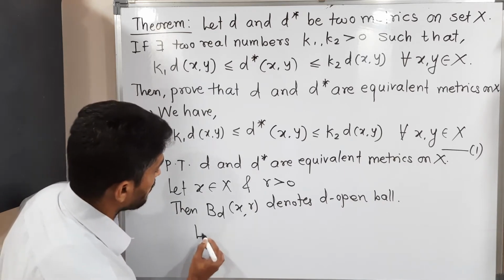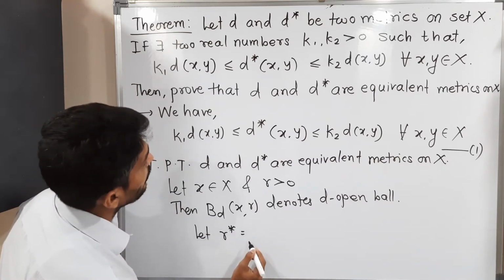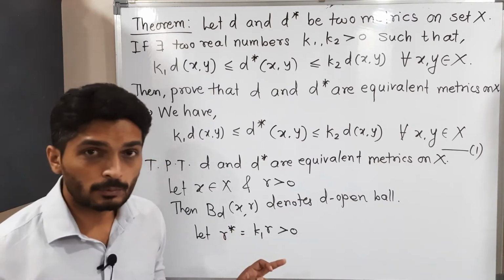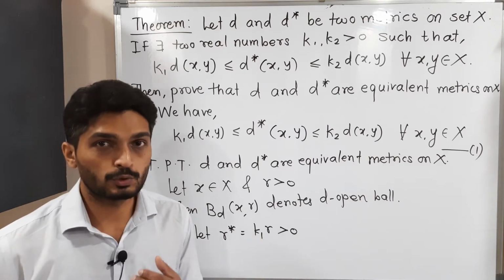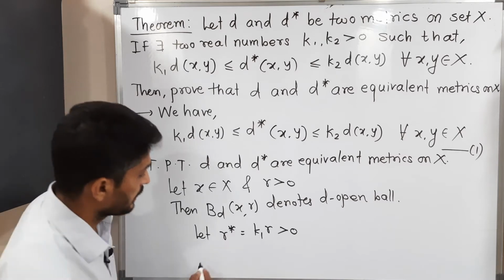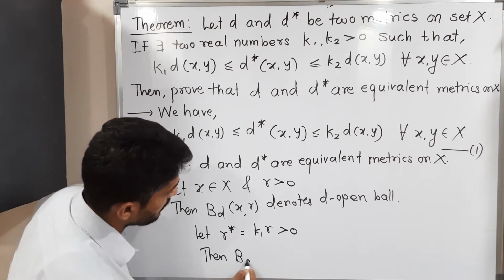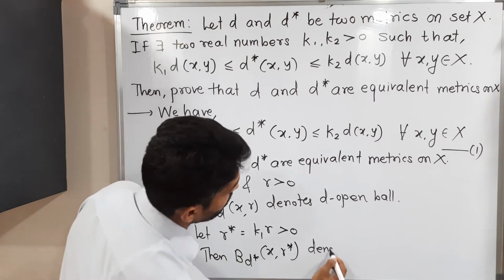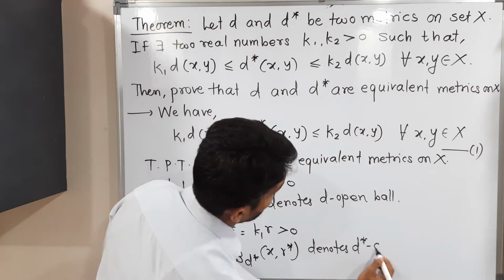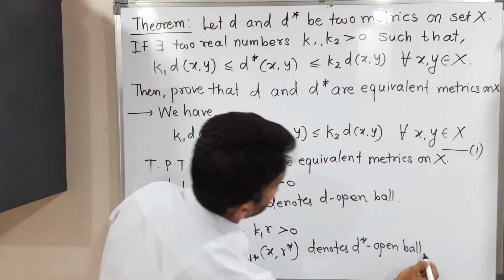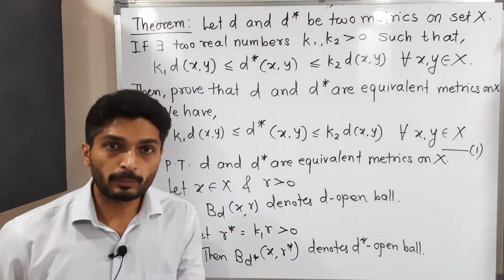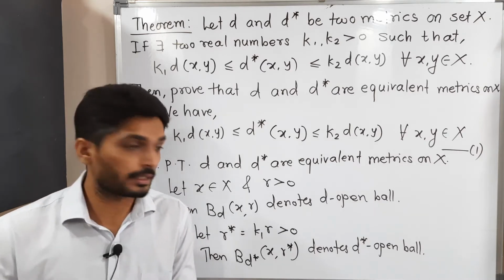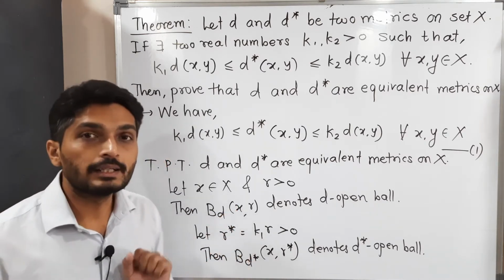I will select r star. Let r star be equal to K1 r. Obviously it is greater than 0 since K1 is positive and r is also positive, so their product is also positive. So I have selected one radius. Then B_D*(x, r star) denotes the D star open ball. Initially we took one D open ball, and after that, by defining r star, we defined the D star open ball also. Now I will prove that this D star open ball is a subset of the D open ball.